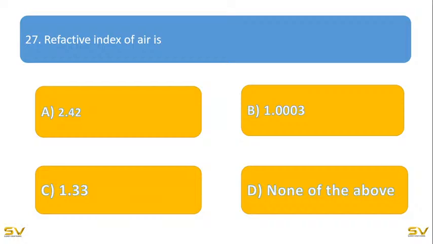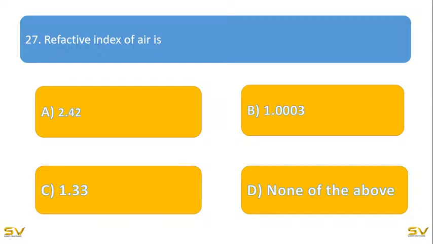So I think we have discussed the value of diamond also. Even I told about the value of water and ice also. So if you know that, then you'll definitely answer this. Refractive index of air. So yes, I got the answers. It's 2.42 or 1.0003 or 1.33, none of the above.